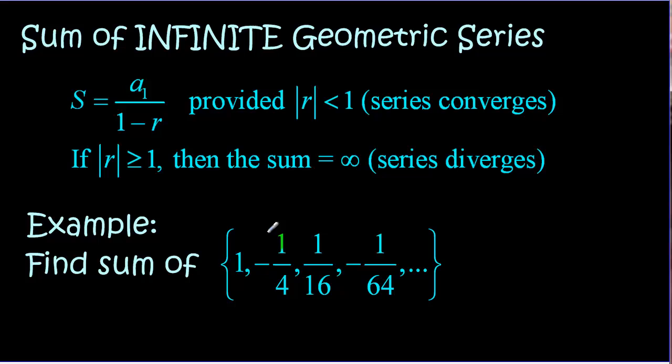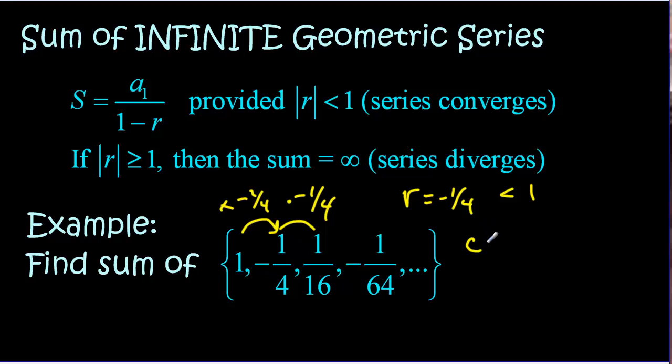So let's look at this example. Going from here to here, we're multiplying by negative 1/4. And going to the next one, we're multiplying again by negative 1/4. So our r value is negative 1/4. If we take its absolute value, it's 1/4, which is less than 1. So this series will converge.